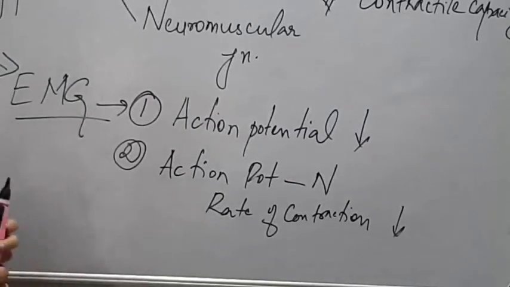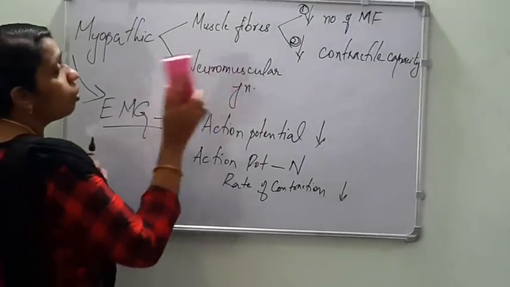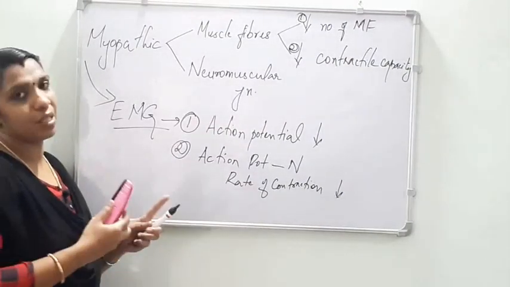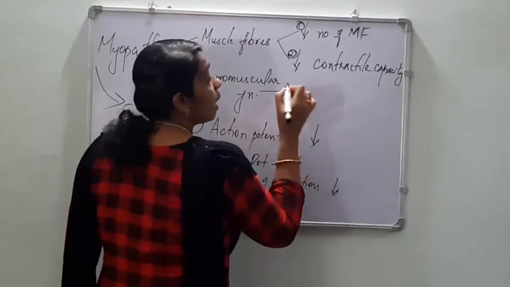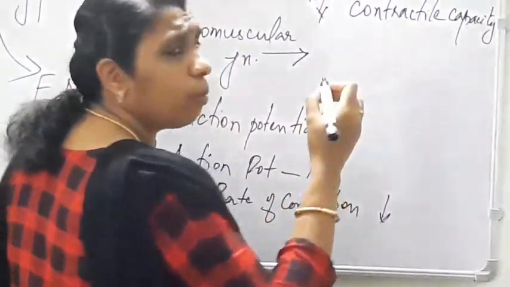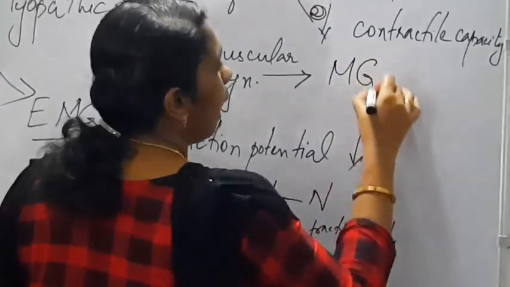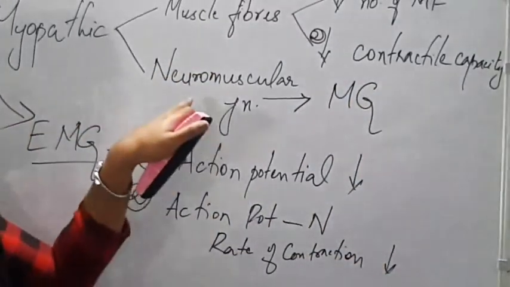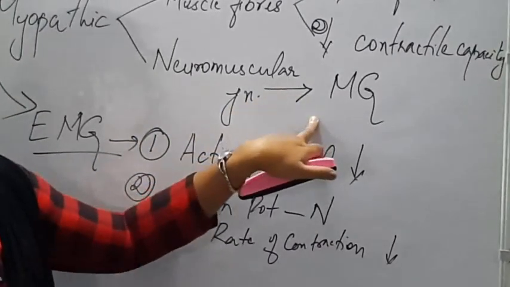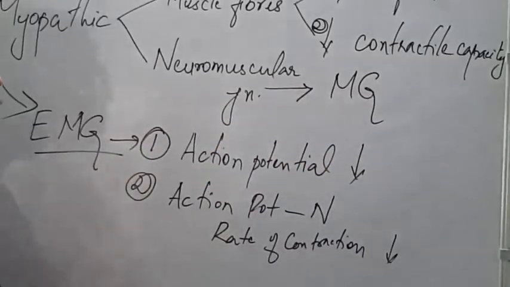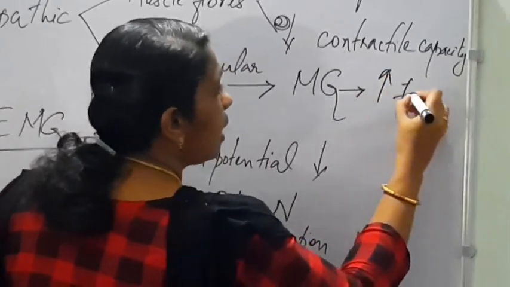Okay, so this is regarding weakness due to defect in muscle fibers. Then there is weakness due to defect in the neuromuscular junction. It is mostly seen in diseases such as, you know about that, right? The autoimmune disease of the neuromuscular junction, myasthenia gravis. And here there will be increased fatigability.